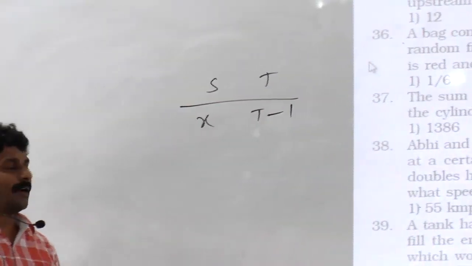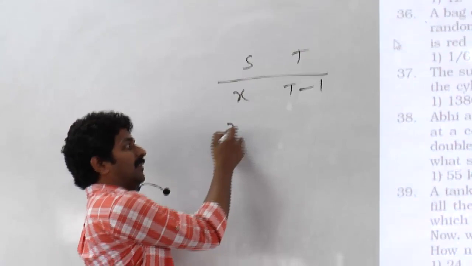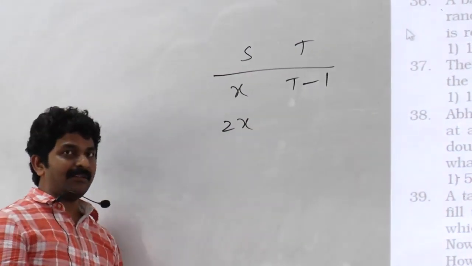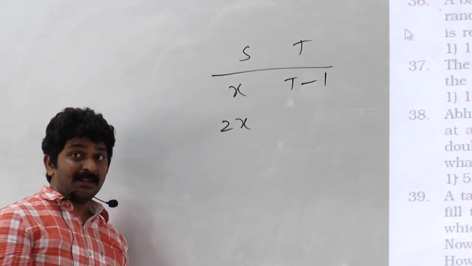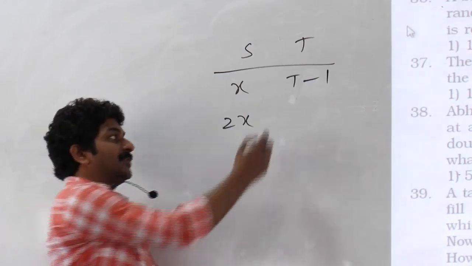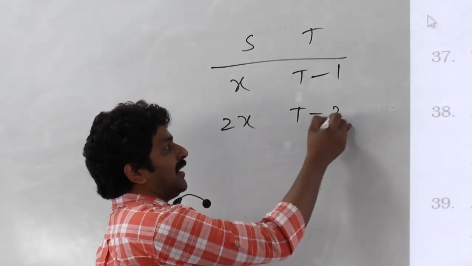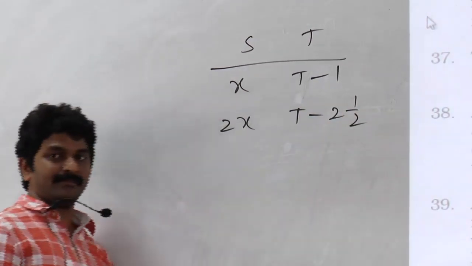T plus 1, so one hour less? Minus 1, one hour less. Now if he doubles his speed, moving with 2x, he will reach the destination 2.5 hours earlier. So now it will be t minus 2.5.